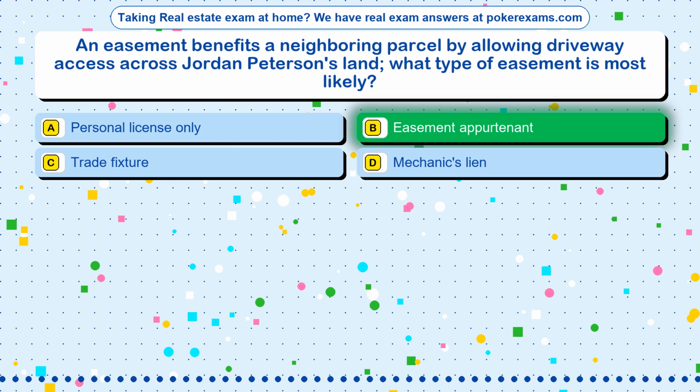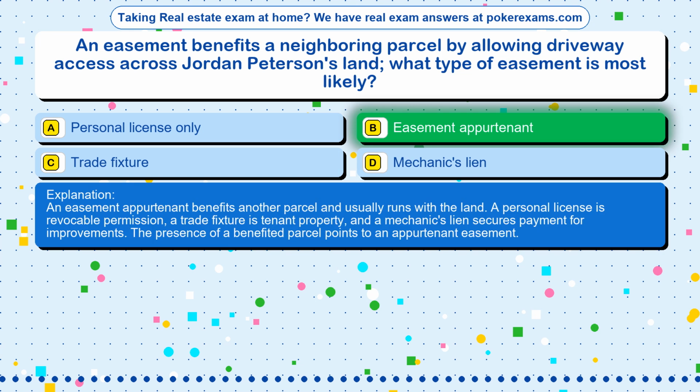The correct answer is option B, easement appurtenant. An easement appurtenant benefits another parcel and usually runs with the land. A personal license is revocable permission, a trade fixture is tenant property, and a mechanic's lien secures payment for improvements. The presence of a benefited parcel points to an appurtenant easement.